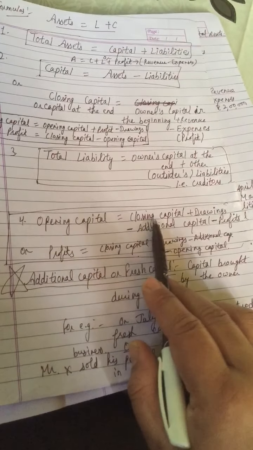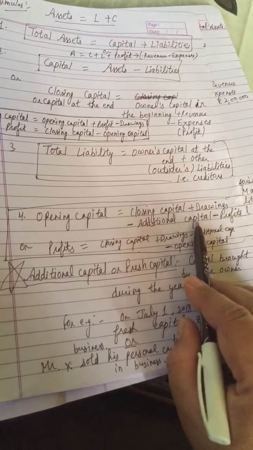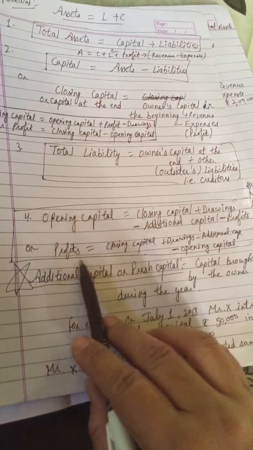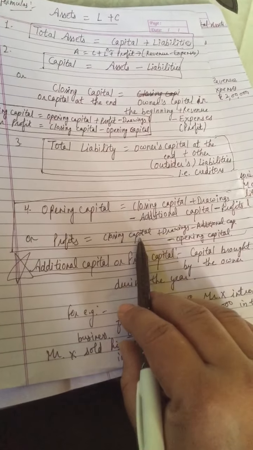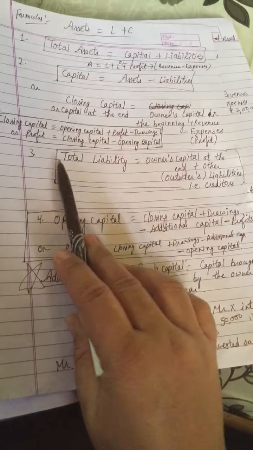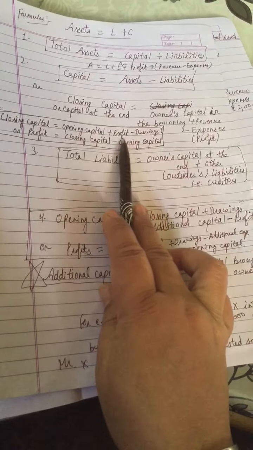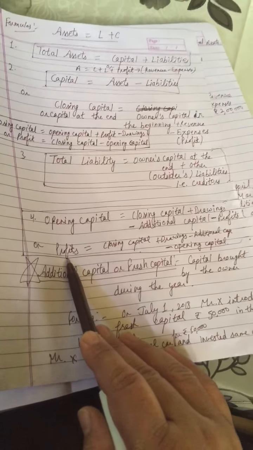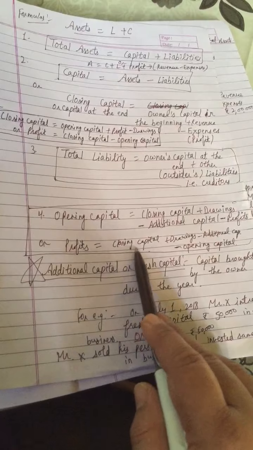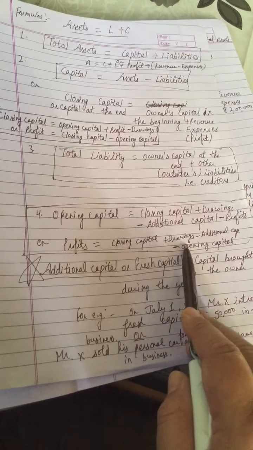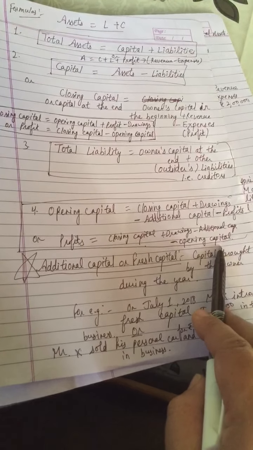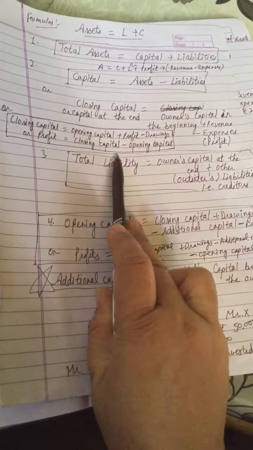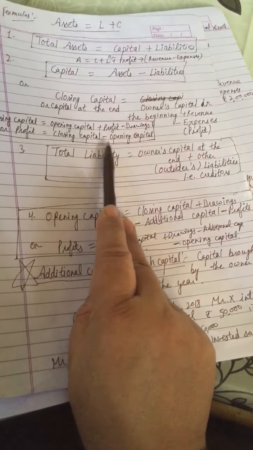Next, the fourth formula is to calculate opening capital. Opening capital we can calculate as closing capital plus drawings minus additional capital minus profits. Or profit can be calculated if drawings or additional capital are given. Here no additional capital is given. Okay, and if additional capital is given in the question, then profit equals closing capital plus drawings minus additional capital minus opening capital. Here we have added drawings and subtracted additional capital or fresh capital.